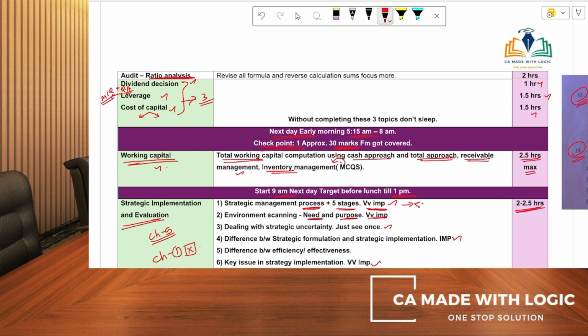There is a checkpoint I have given here: approximately 30 marks you have covered till now by covering these four chapters. Dividend decision, leverage, cost of capital, and working capital, if you cover these four chapters, approximately 25 to 30 marks you have already covered.